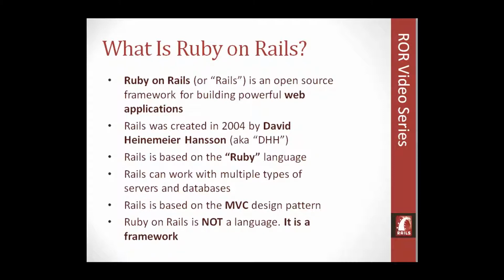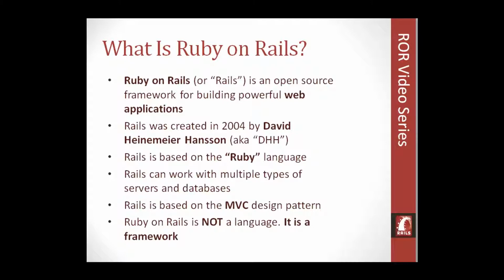Rails can work with multiple types of servers and databases. It has its own server called WebBrick, but it can also run on Apache and other servers as well. And as far as databases, it comes with SQLite 3 as a default, which is a serverless database, but it can also be used with MySQL and Postgres databases as well.